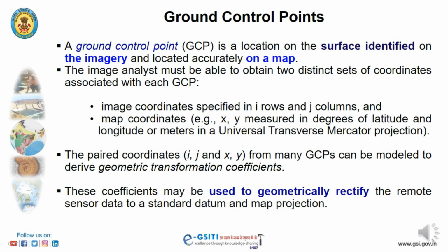The paired coordinates i and j, which is an image coordinate, and x, y, that is a map coordinate, from many GCPs can be modeled to derive geometric transformation coefficients. These coefficients may be used to geometrically rectify the remote sensor data to a standard datum and map projection.